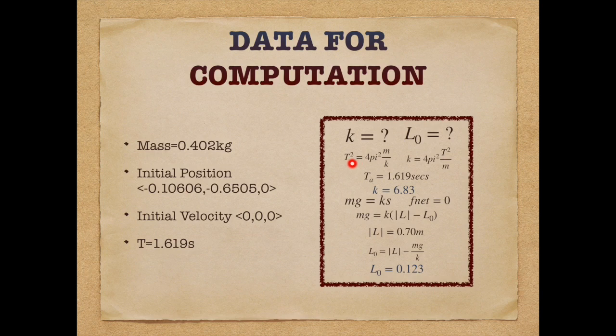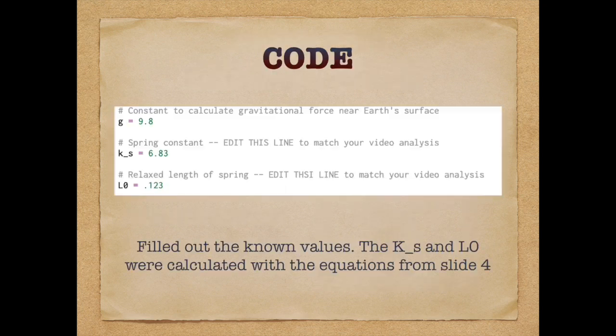Because we know what the oscillation time is going to be, we can use that equation and rearrange it to solve for K. We know the average is going to be 1.619 seconds, so we get that K is equal to 6.83. To solve for L0, we're going to take mass times gravity equals K s, and then rearrange that so that we get that L0 equals 0.123.